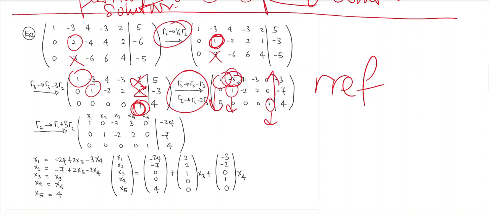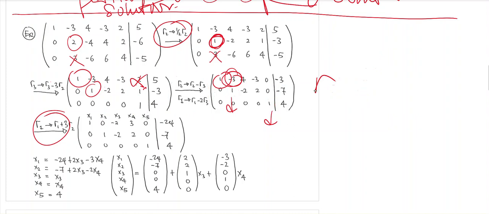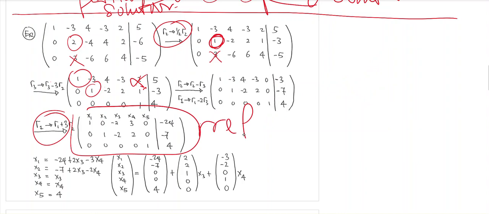So above it has to be 0, so -3 has to go away. In order to do that, we do these row operations to make this 0. So it's gone, 0, 0, 0. Once you're done with this, this is the RREF, okay?